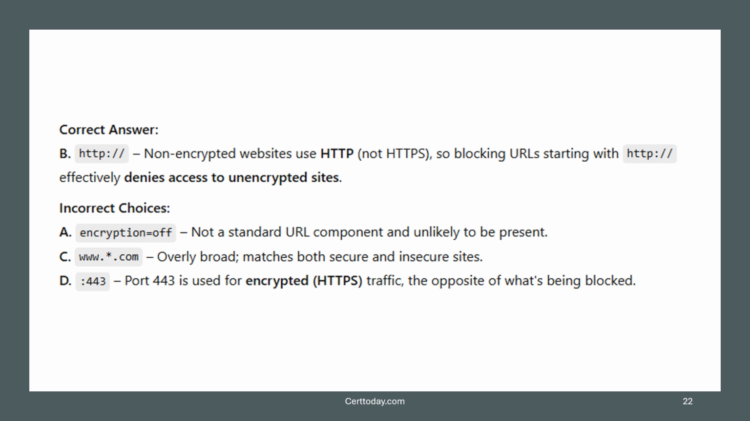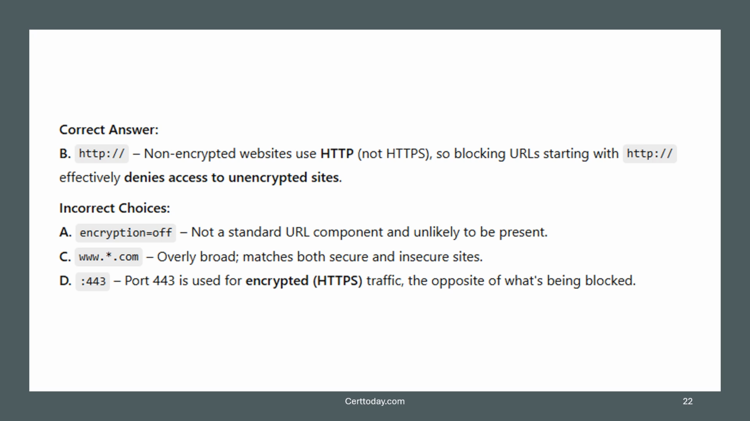The correct answer here is B, HTTP, which is used for non-encrypted websites, right? That's what they use, HTTP, not HTTPS. So blocking URLs starting with HTTP effectively denies access to unencrypted sites.